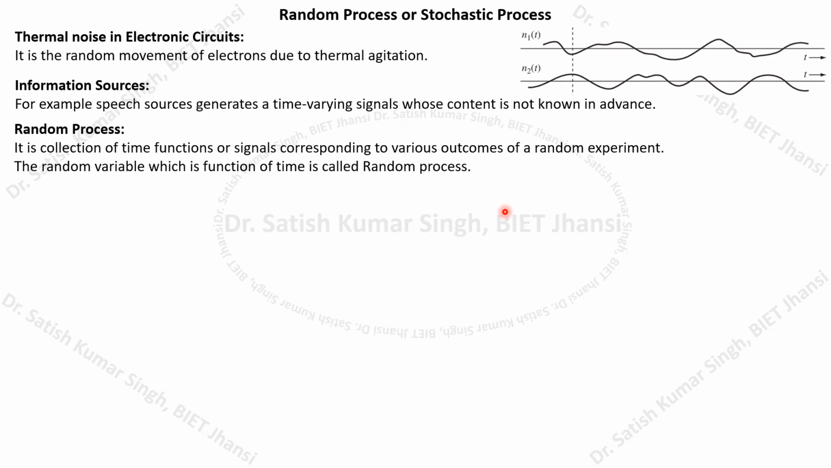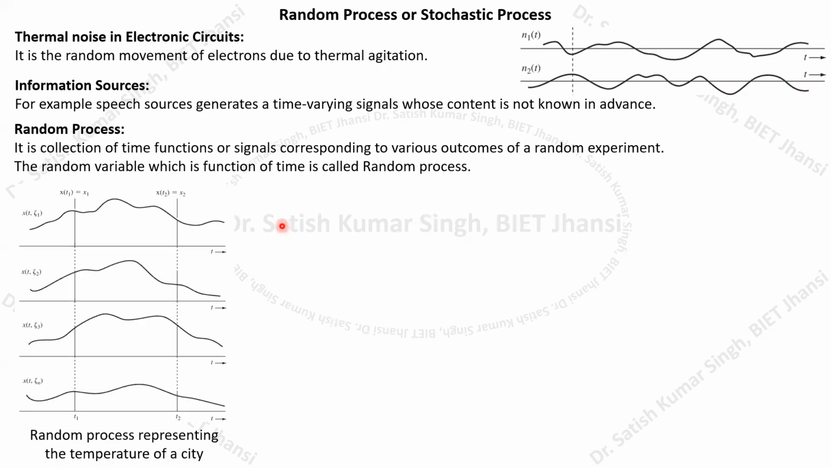In fact, any random variable which is a function of time is also called a random process. So these are the two different definitions: a collection of time functions or signals corresponding to various outcomes of a random experiment, or a random variable which is a function of time is called a random process. We'll try to understand what a random process is with one of the examples.